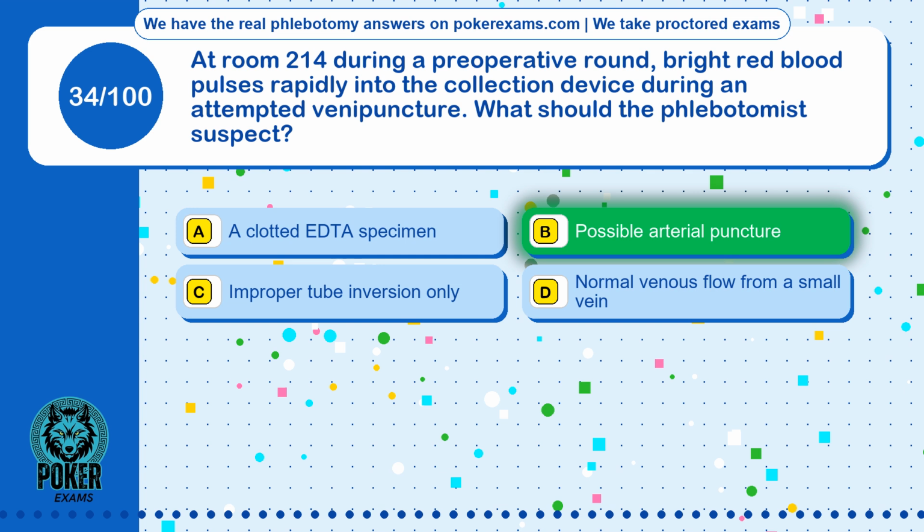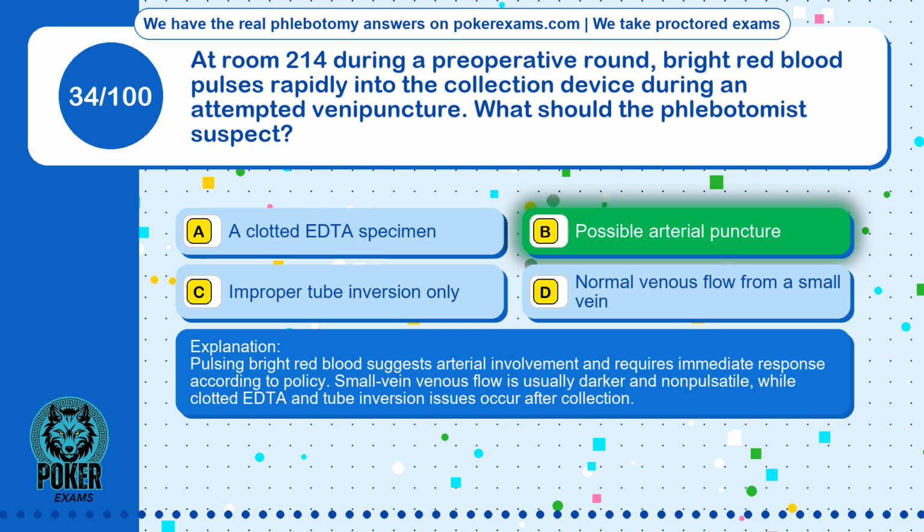The correct answer is option B. Possible arterial puncture. Pulsing bright red blood suggests arterial involvement and requires immediate response according to policy. Small vein venous flow is usually darker and non-pulsatile, while clotted EDTA and tube inversion issues occur after collection.